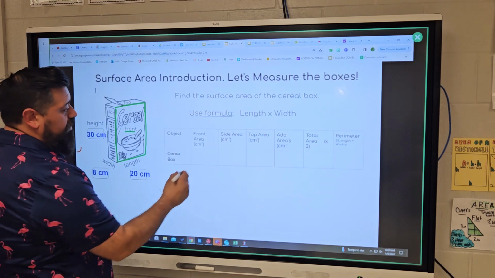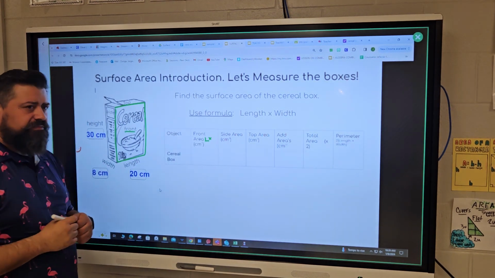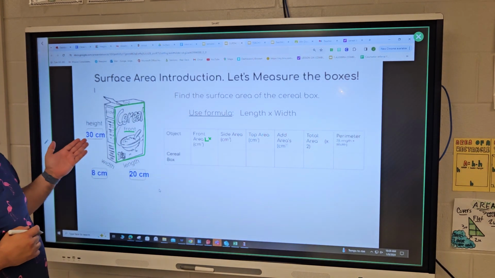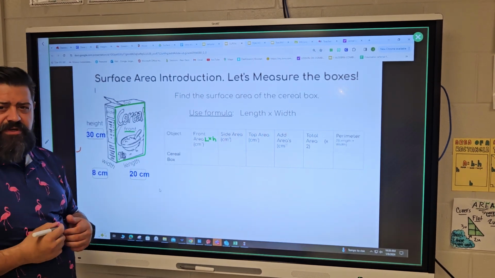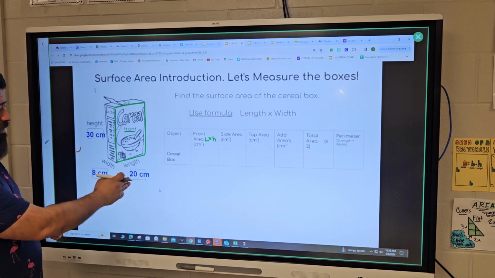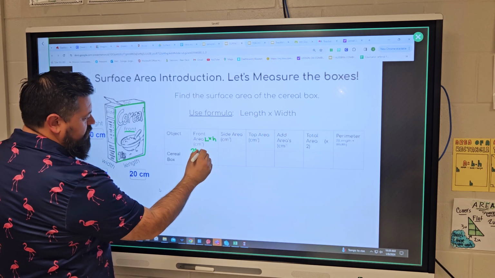I'm going to put that right here. Length times, and we're going to multiply by this dimension right here, which is your height. So it's just going to be length times height, right? So what is the area of the front? Well, the length is 20. So right here, we're going to put 20 centimeters.